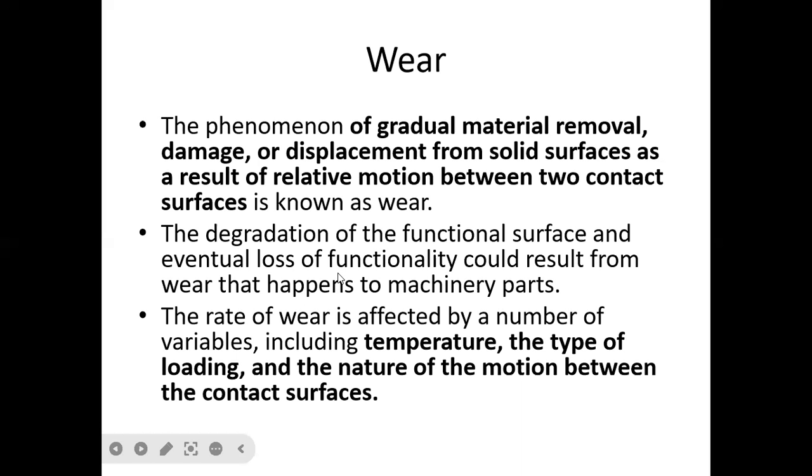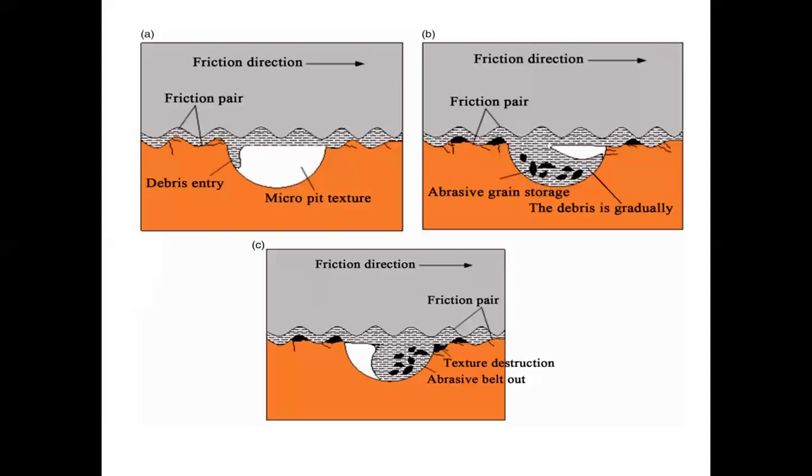So to illustrate what is wear, we have here an image. Here we can see frictional direction and also a surface. After some time, because of the motion of these bodies against each other, we have some parts which are actually damaged or removed, until a texture destruction occurs. So this is a typical illustration of what is wear, and this is caused by friction between two bodies that are in contact with one another.